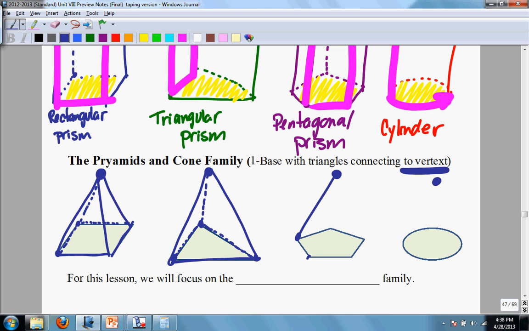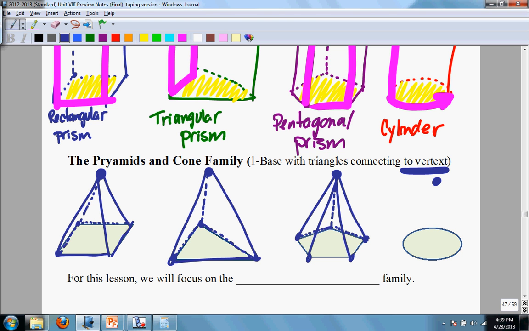Here, connect the corners, 1, 2, 3, 4, 5, 1, 2, 3, 4, and this edge cannot be seen. Technically, that edge cannot be seen as well, so we're going to dot it to represent it. That is a pentagonal pyramid.